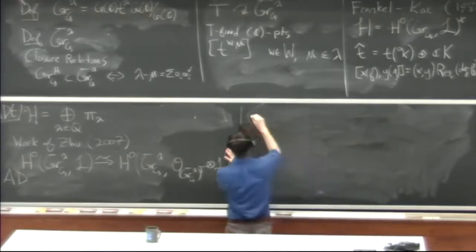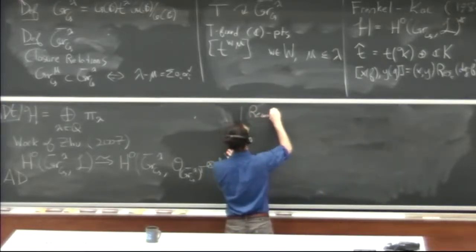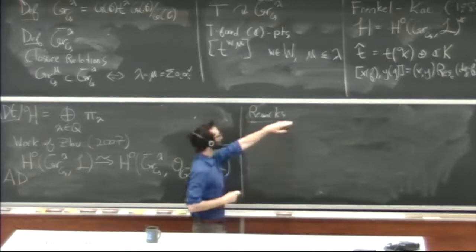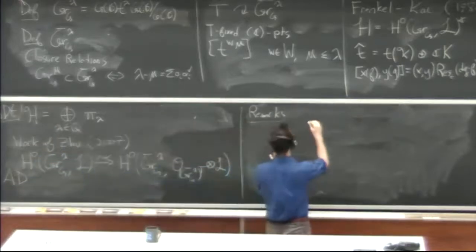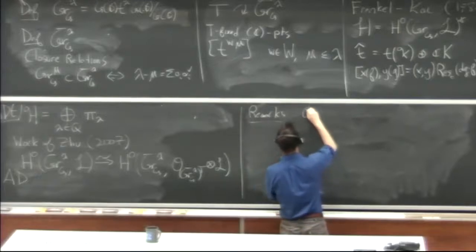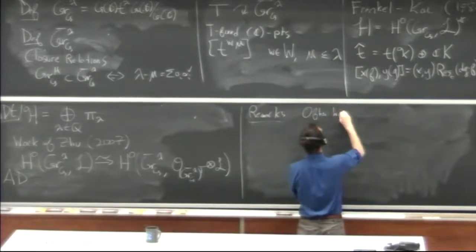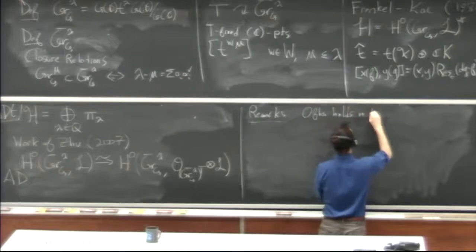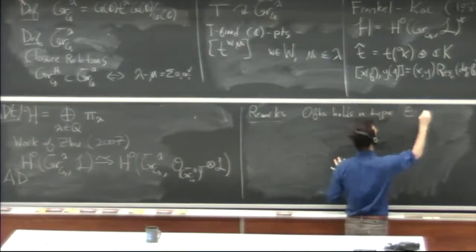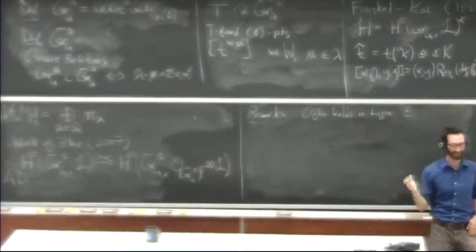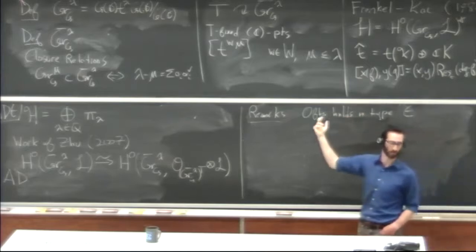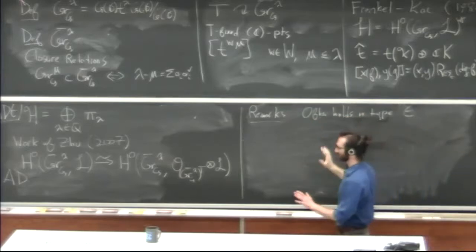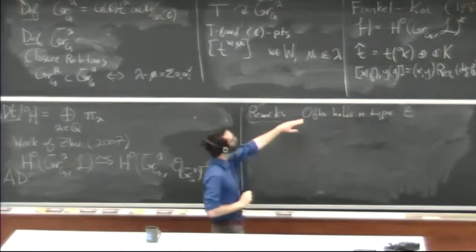So some remarks. The first remark is that this, as stated, is for A and D, but it often works in type E as well. So it often holds in type E, E6, E7, E8. There are some missing cases. But it's expected to hold for all co-weights in type E as well. So this is an expected result. It's just not proven yet.